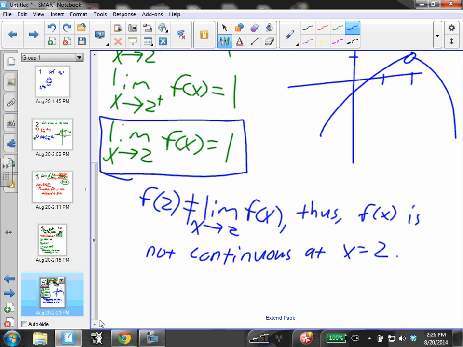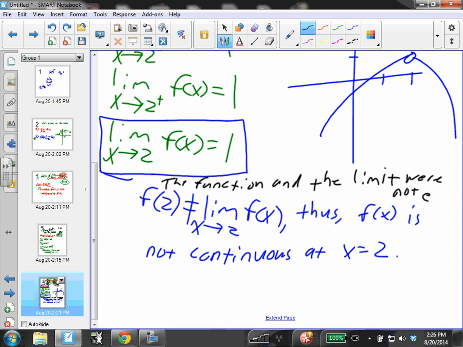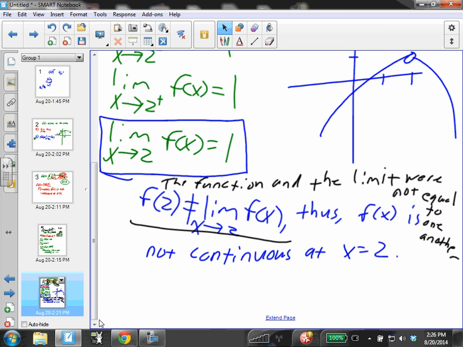You want to get good at writing in a format like this, so you can say it really easily, right? Because you could write out that the function and the limit were not equal to one another. Well, look how much longer that took than to just say it mathematically, right? So we want to.